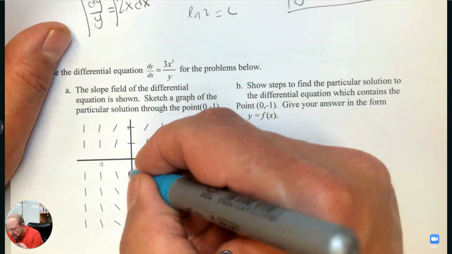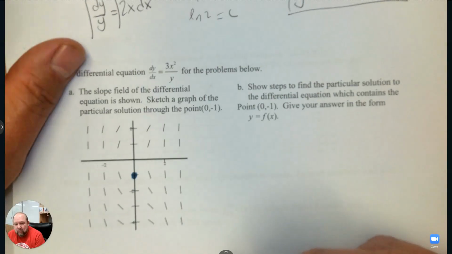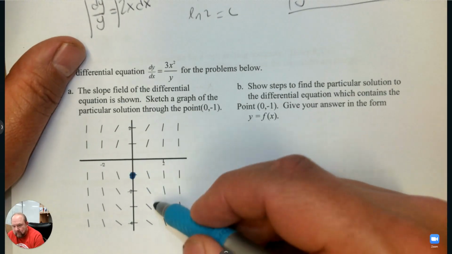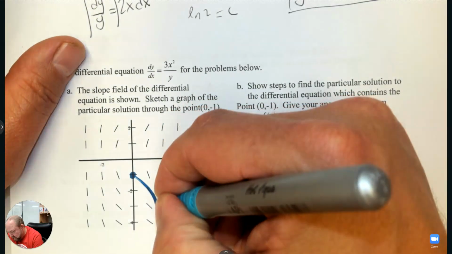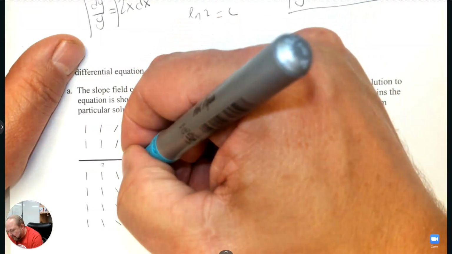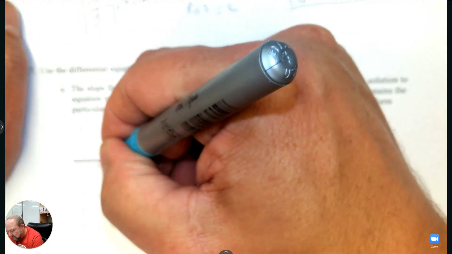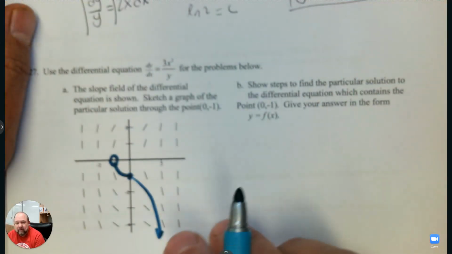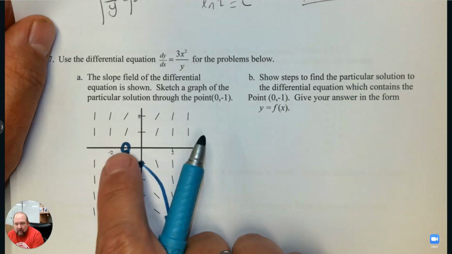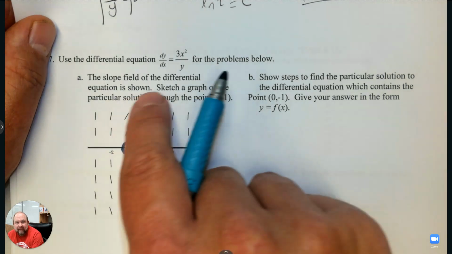So 0, negative 1. And then think, what direction are we going? So we clearly are going down to the right, and we're clearly going up here to the left, but here, where there are no slopes, where it's undefined, is going to be a hole right there, and it's not going to continue.